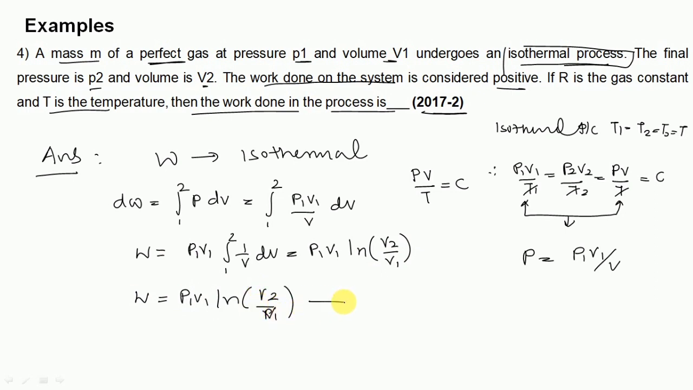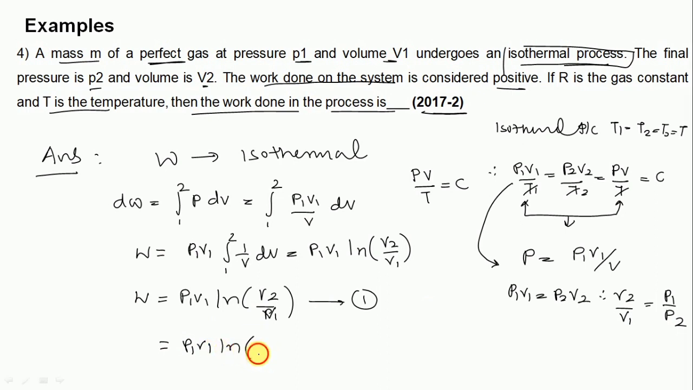This is one equation. Second, if you modify this equation, you can also write it in another format. From this, P1 V1 equals P2 V2. So V2 by V1 equals P1 by P2. So you can also write this equation in that format, P1 V1 ln P1 by P2. So this is the other equation in the form of pressure, and the earlier one is in the form of volume.